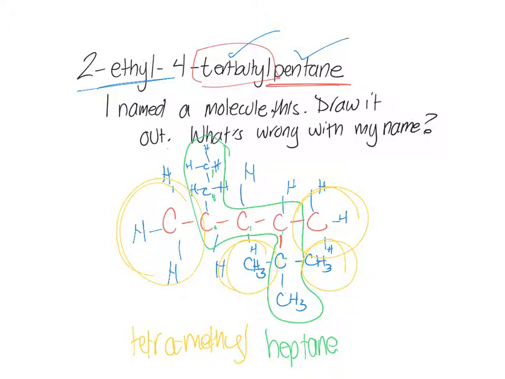And I don't want to start numbering from here, so this is not my first and second and third, because the numbers will be too high, right? So I want to start numbering from here. So this is 1, this is 2, this is 3, this is 4, this is 5, this one's actually 6, and this one is 7. So I should have 2, 2, 3, 5, tetramethylheptane is the name of this particular molecule.